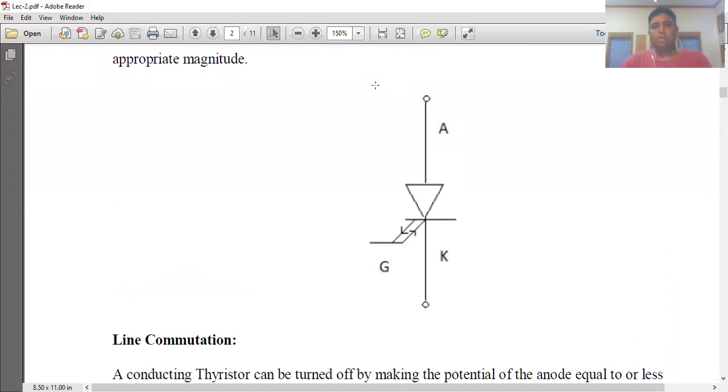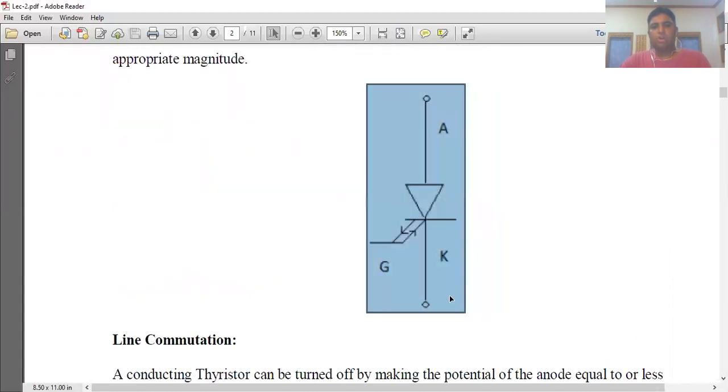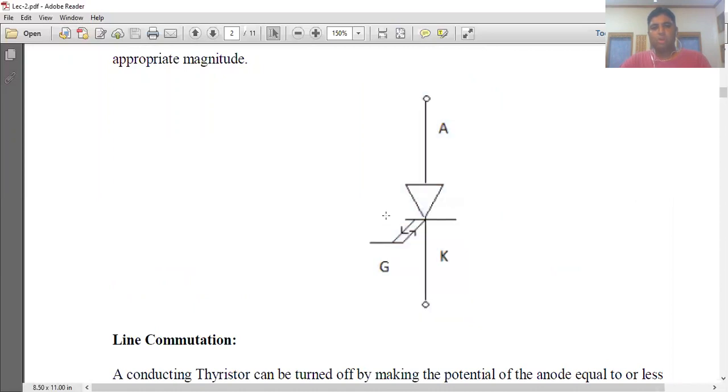So this is the symbol of a GTO or gate turn-off thyristor. This double arrow shows that a positive pulse turns it on and a negative pulse turns it off. Okay. So this terminal is anode, this is cathode, and this is the gate. And this double line shows that it is a gate turn-off thyristor. An ordinary SCR or ordinary thyristor has a single line showing the gate, but a gate turn-off thyristor has a double line which shows that it can be turned off by a negative pulse at the gate.